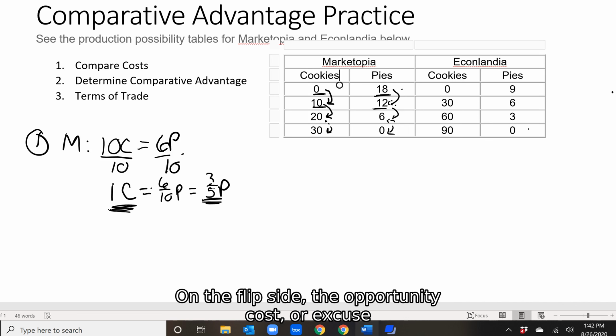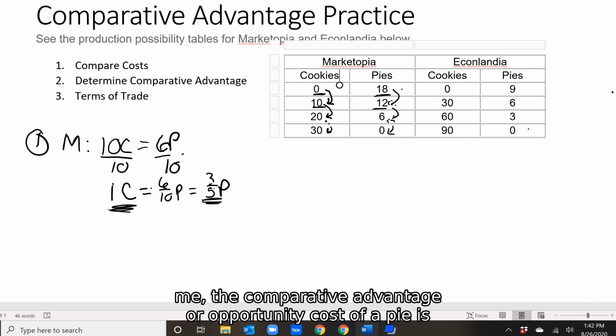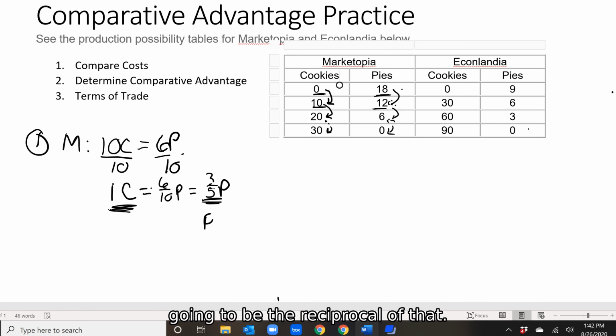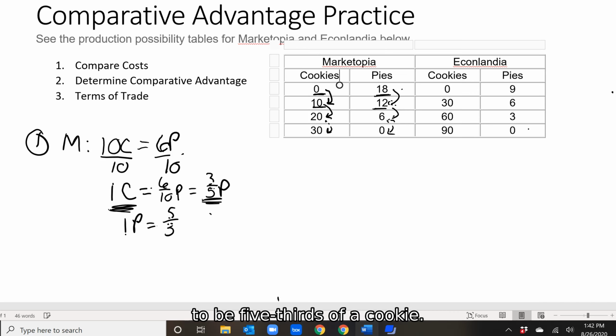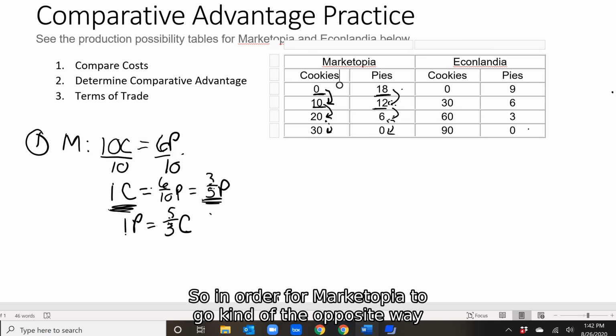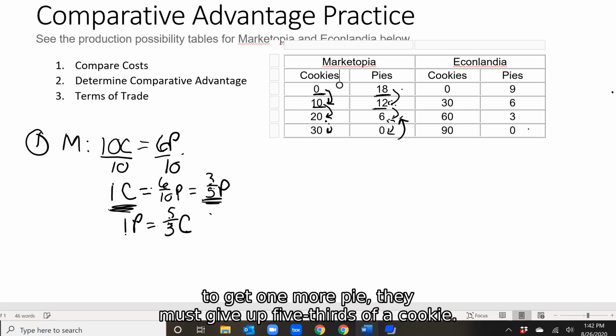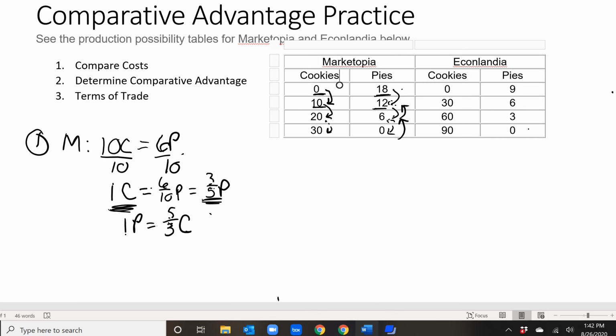Now on the flip side, the opportunity cost of a pie is going to be the reciprocal of that. So I'm going to write it over here. 1 pie is going to be 5/3 of a cookie. So in order for Marketopia to go the opposite way, to get 1 more pie, they must give up 5/3 of a cookie.